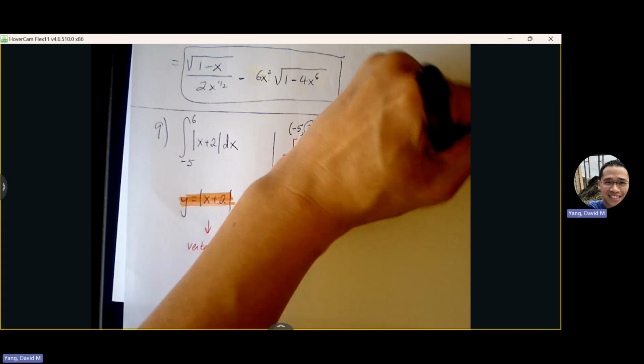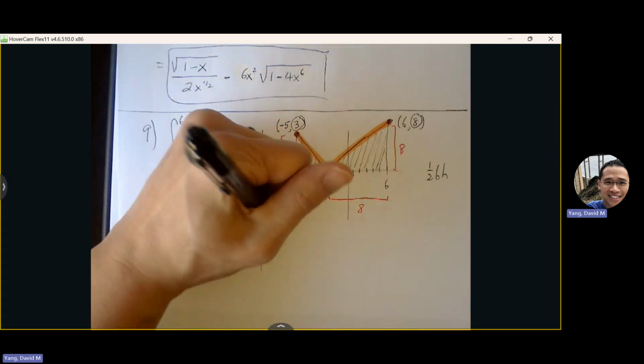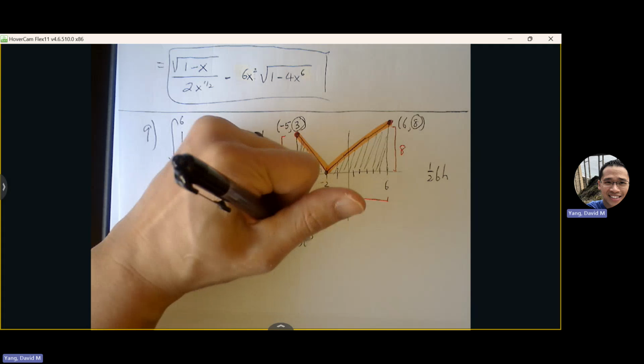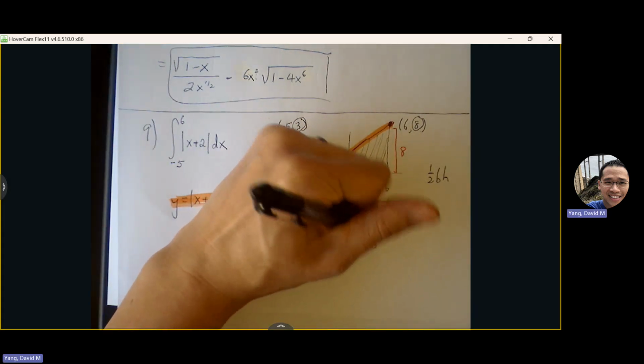Area of a right triangle is 1/2 base times height. So we're just going to do that twice. 1/2 base times height for the first triangle. 1/2 base times height for the second triangle.